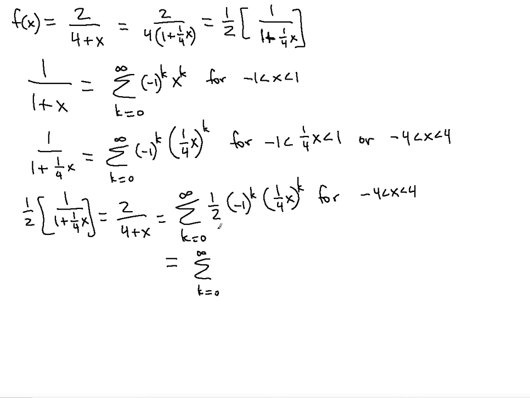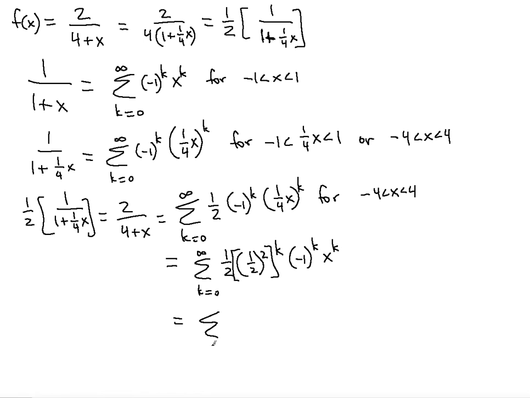I see that there's a 1/2 and there's a 1/4 in there, right? So 1/4 can be expressed as 1/2 squared, right? So we can do 1/2 times 1/2 squared, and notice that this 1/4 is set to the k power, so we must set that 1/4 to the k power, right? And then multiplying by negative 1 to the k, multiplying by x to the k, right?